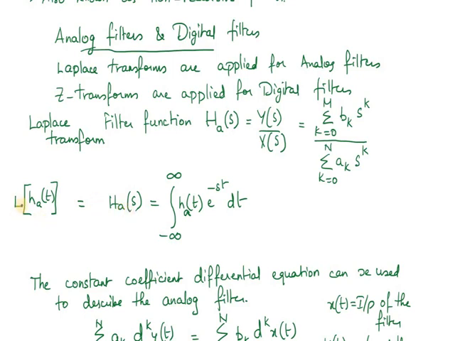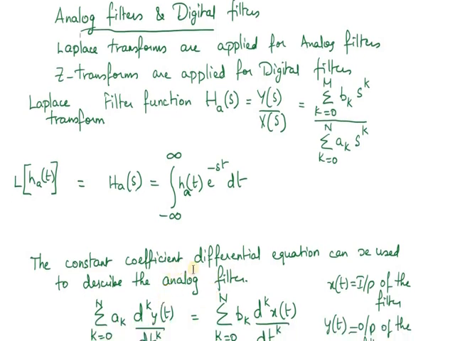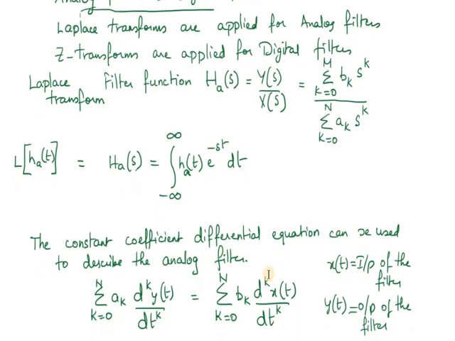Okay, so this is the Laplace transform of HA of t, where HA of t is the filter function in the time domain. When you apply the Laplace transform on this filter function in time domain, we get the filter function in Laplace domain, that is HA of S. So this is equal to integration from minus infinity to plus infinity HA of t into e raised to minus st into dt. For representing these analog filters, we use constant coefficient differential equations.